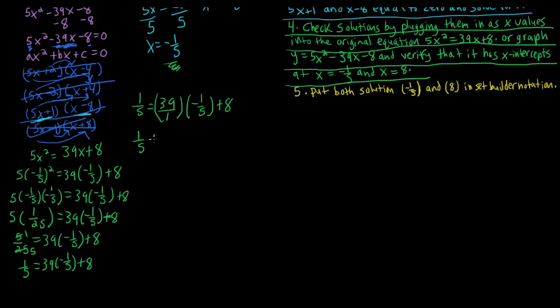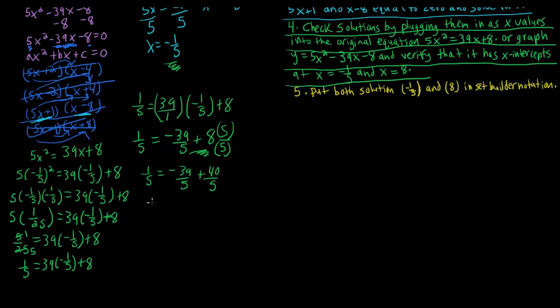39 times negative 1 is just negative 39 over 5 plus 8. To add these two fractions, we need the LCD. So the lowest common denominator for both would be 5. So you can multiply numerator and denominator by 5. So you have 1/5 equals negative 39 over 5 plus 40 over 5.